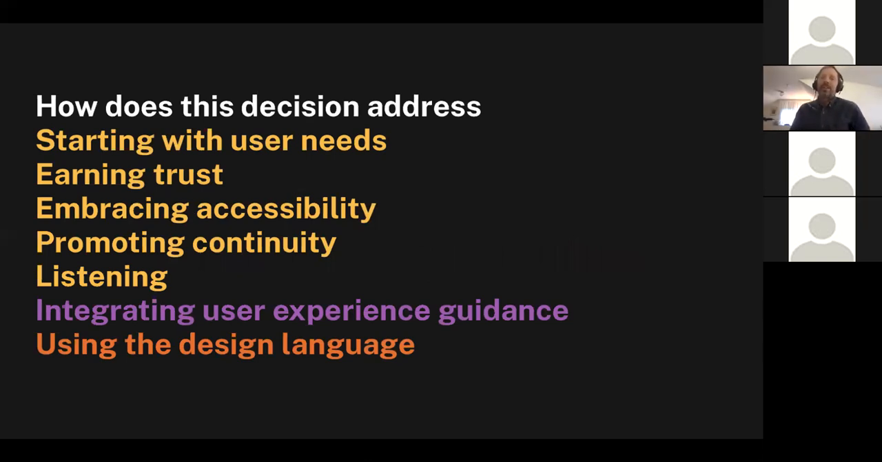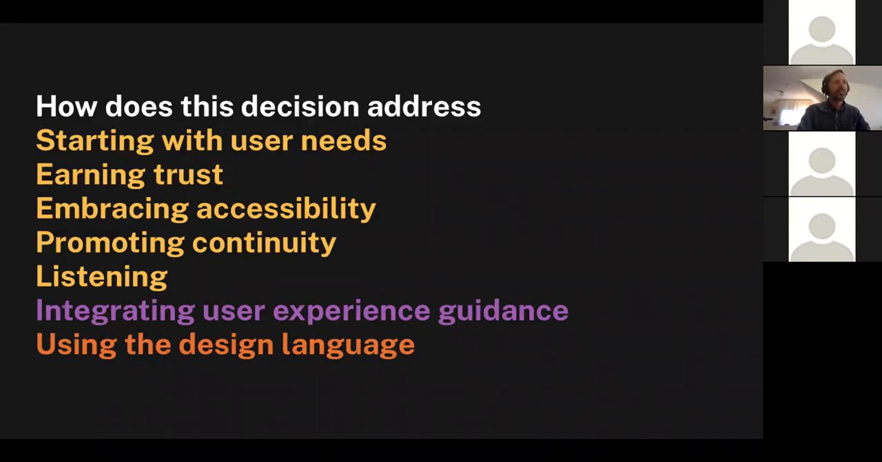So a way to assess a level of maturity with the design system is just to think about the decisions that your team makes. How does this decision address the principles? How does this decision address starting with user needs? How does it earn trust? How does this decision address embracing accessibility, promoting continuity, listening? How does this decision address integrating user experience guidance? How does this decision address using the code and the design language of the design system?